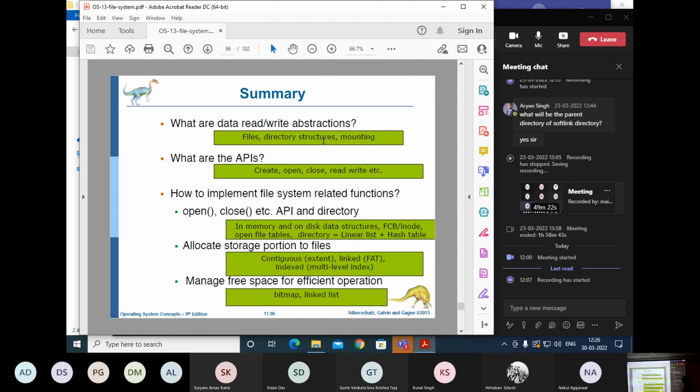And then we talked about allocating storage portions to files. We talked about contiguous, linked list, and multi-level or indexed files. And then we talked about the sub-flavors of that. For making contiguous faster, you use extents. For making linked list faster, you use FAT.